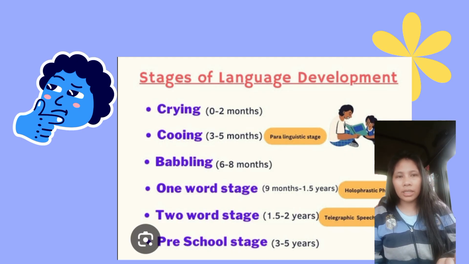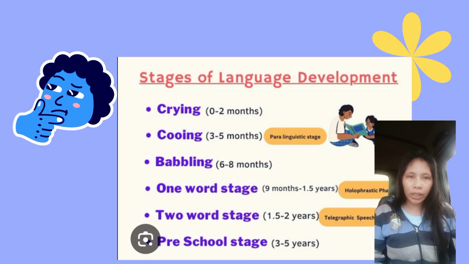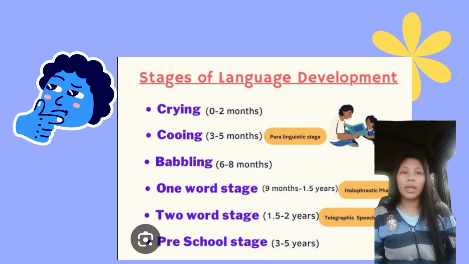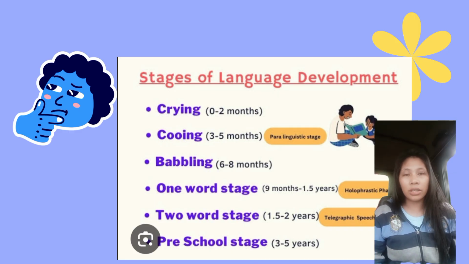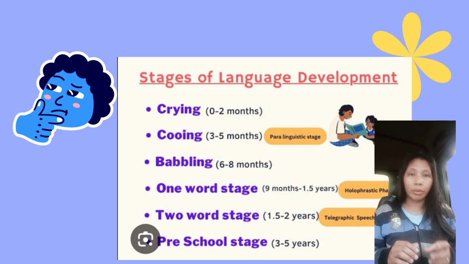Then the next is the telegraphic stage, which happens at 24 to 30 months, so 2 years and beyond. The children produce longer and more complex sentences, characterized by sentences that lack grammar. So they can talk but not grammatically correct. No, lacking.